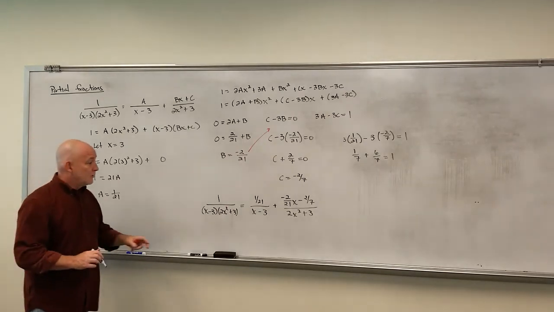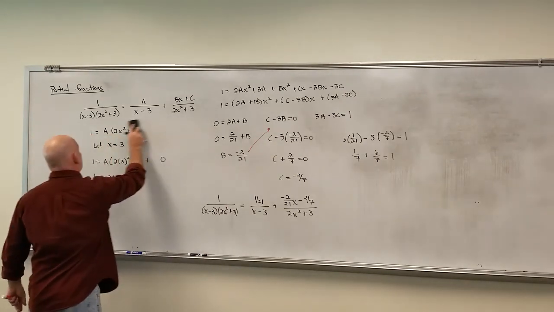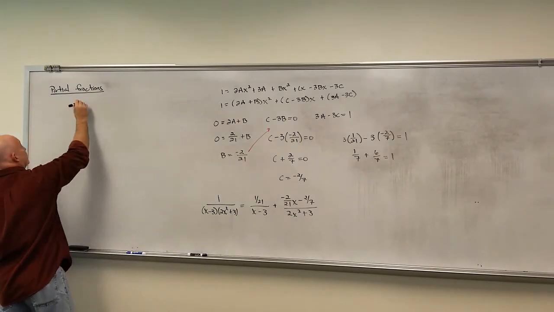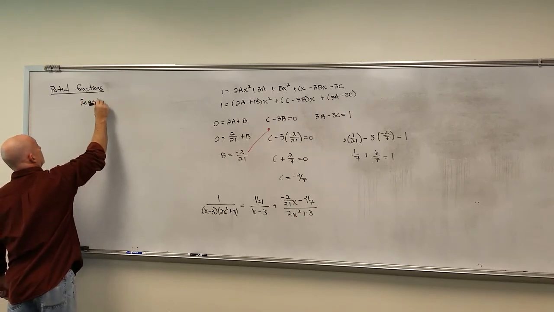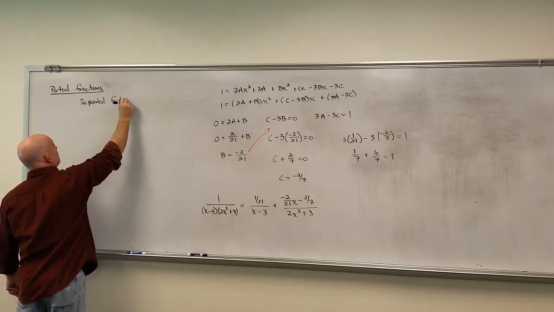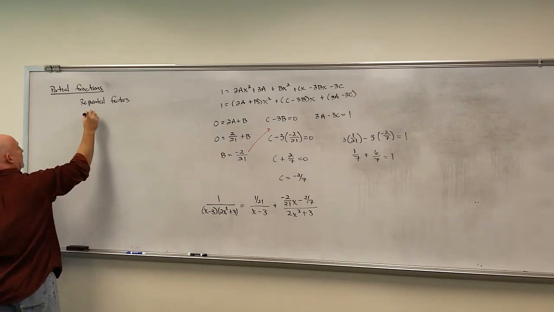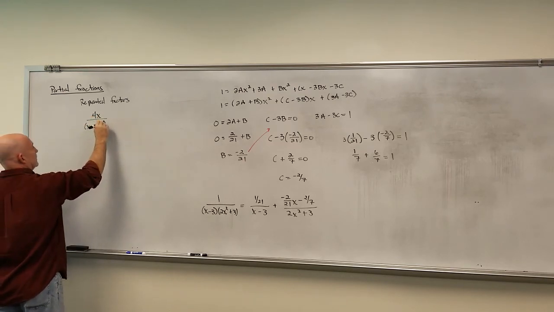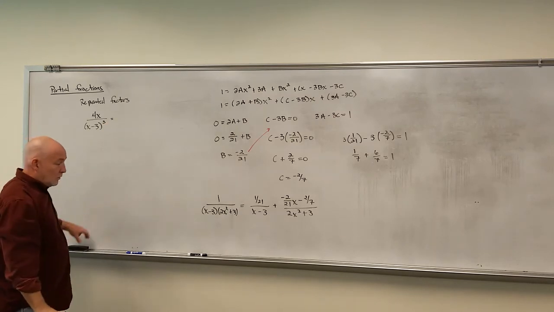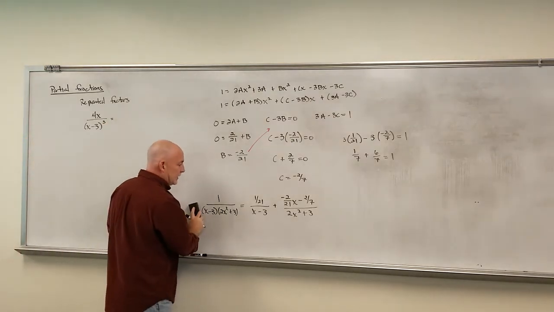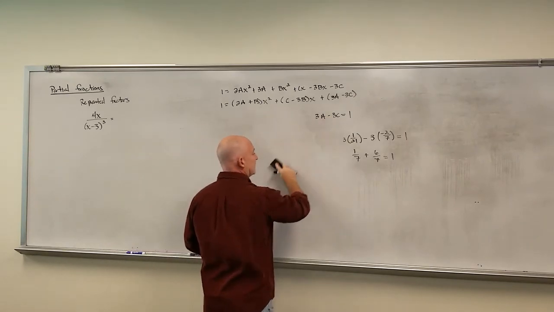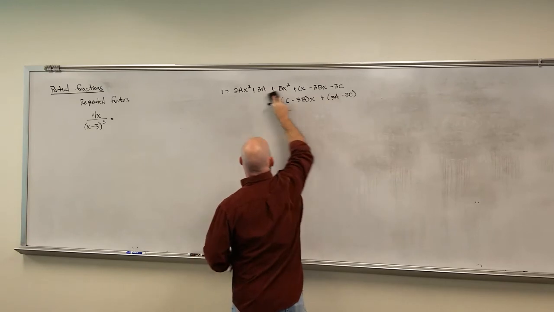All right, there's one more thing that we need to look at here when we're breaking these apart, and it's called repeated roots or repeated factors. So what if I had something like, instead of 1 for the top, what if I had 4x over x minus 3 to the third? Well, the x minus 3 is a repeated factor in that denominator. Since it's repeated, here's what you do.